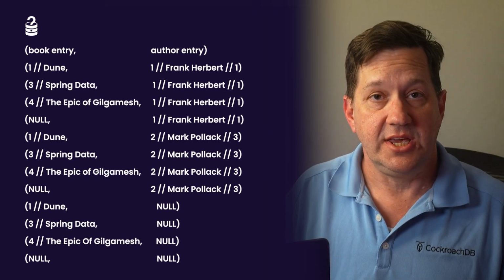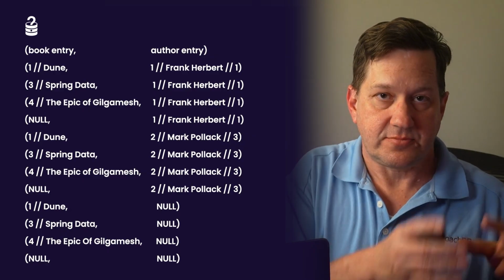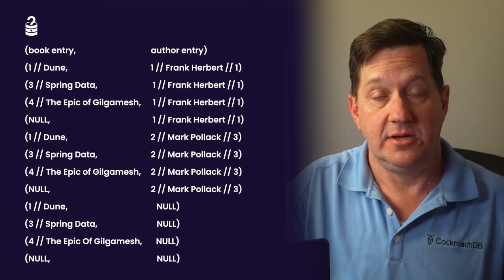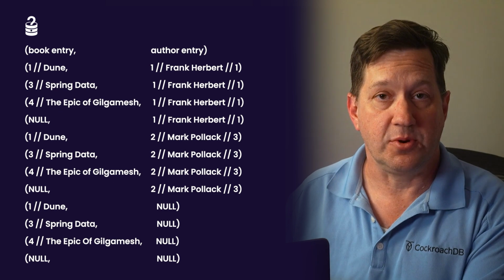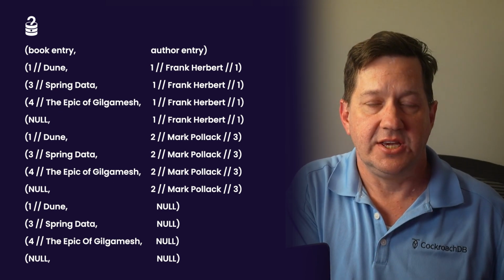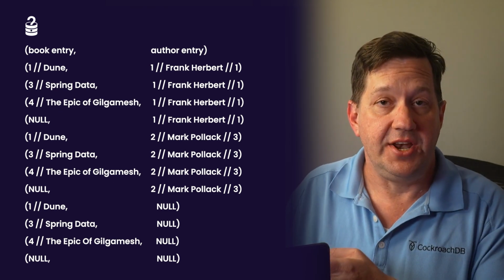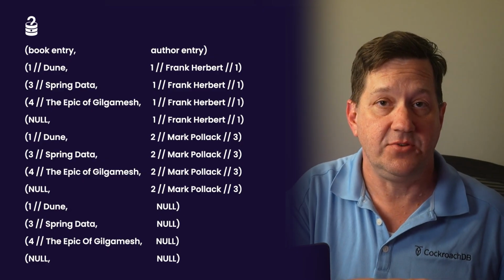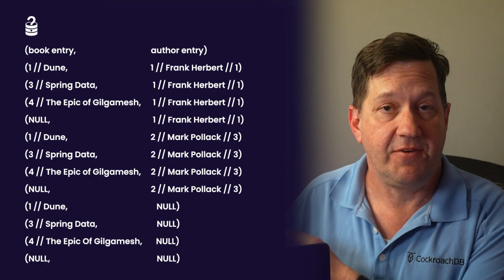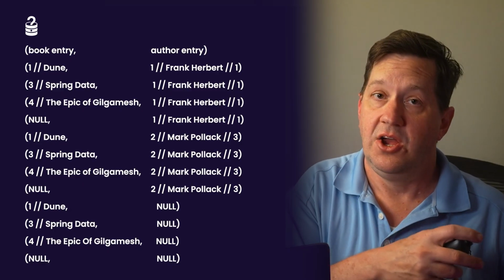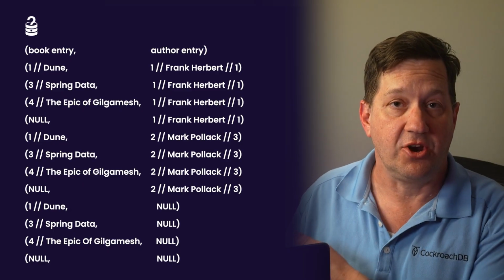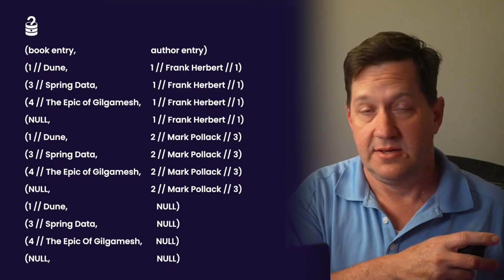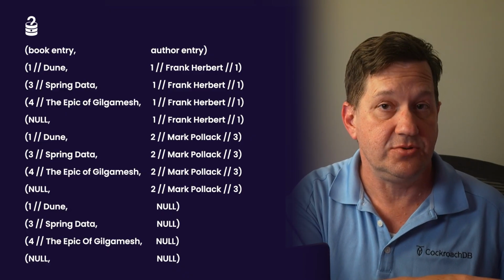The Cartesian coordinates expansion would look a little like this. Book entry and author entry. 1, Dune. 1, Frank Herbert, 1. 3, Spring Data. 1, Frank Herbert, 1. 4, The Epic of Gilgamesh. 1, Frank Herbert, 1. Null, 1, Frank Herbert, 1.